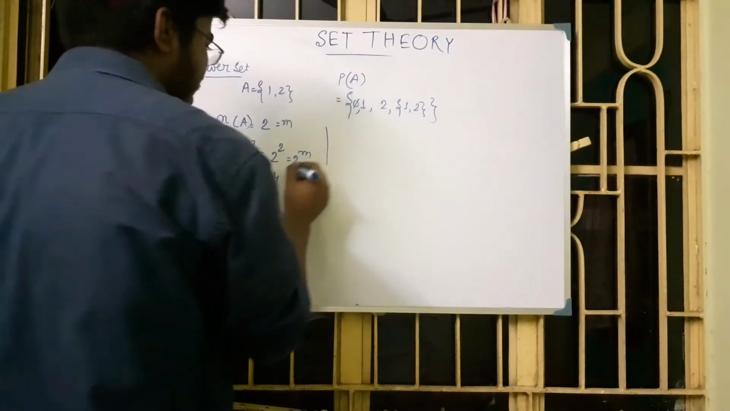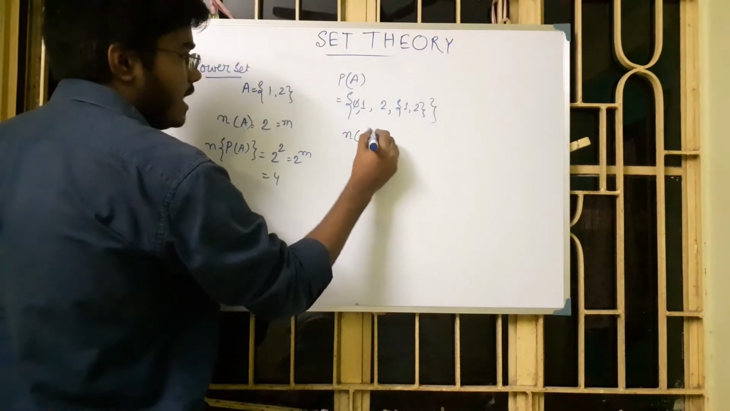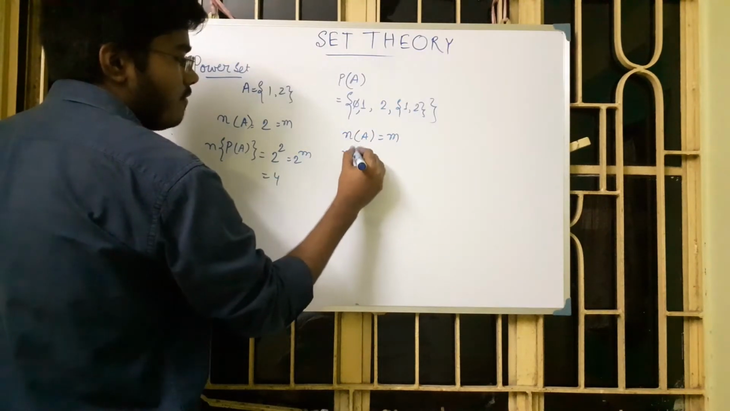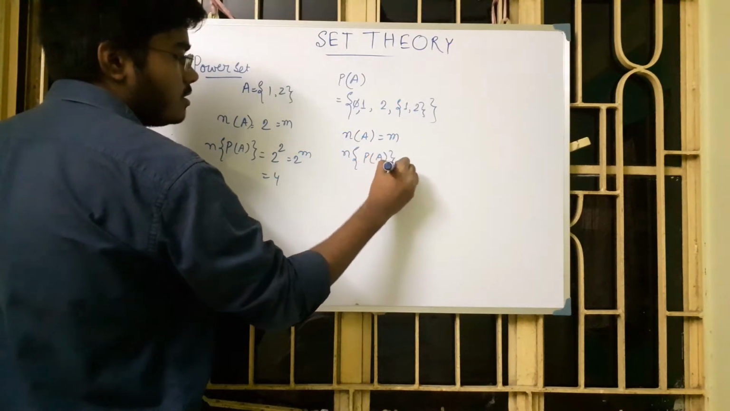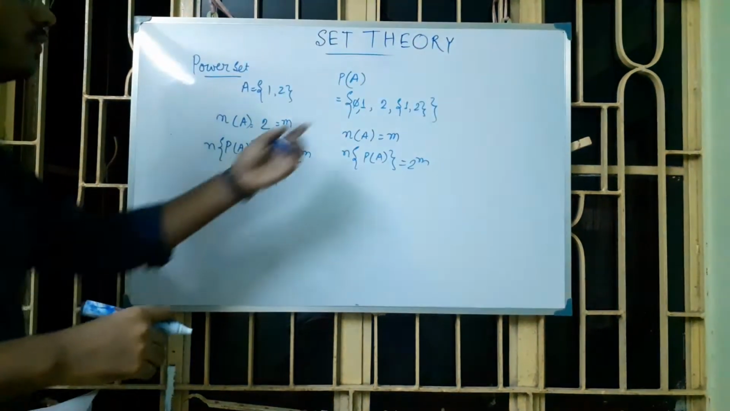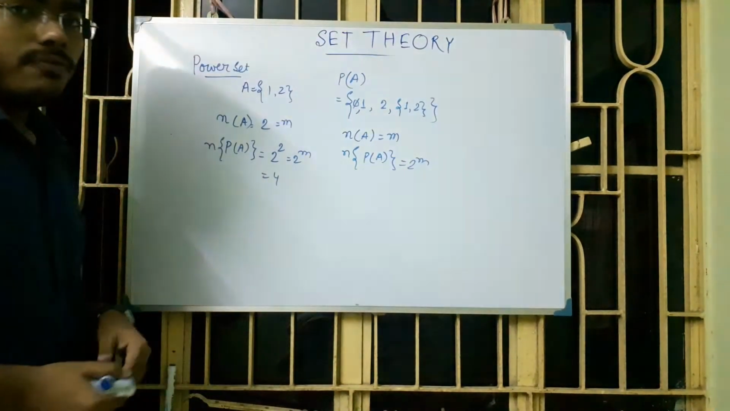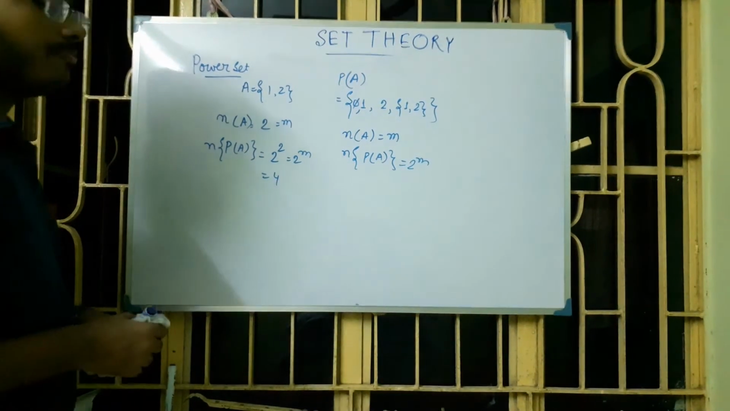Now, this is the formula. If the number of elements in A is m, then the number of elements in the power set of A is 2 to the power m. Look at 4: 1 term, 2 terms, 3, 4. 4 terms. That's it.